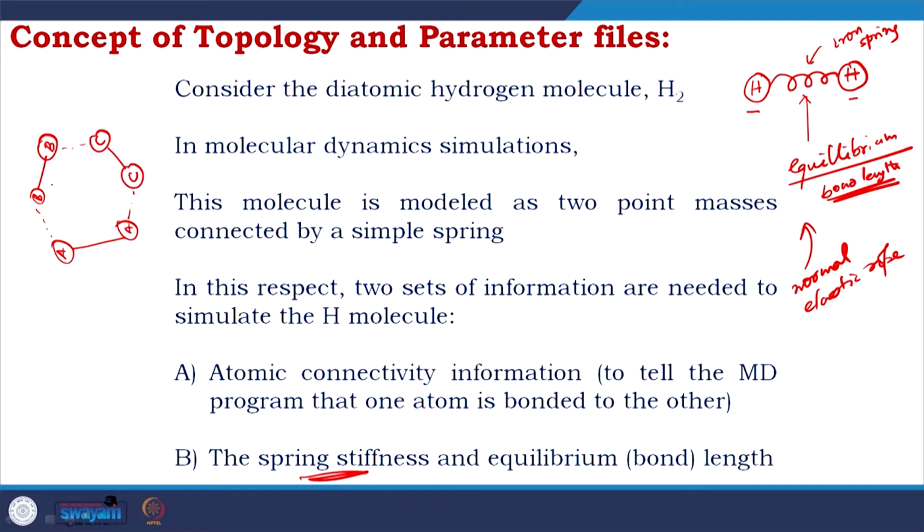So, there are some bonding information and some non-bonding information. We have to tell the program that these are connected, you cannot put them miles apart, right. So, that is what atomic connectivity is, and the second is the spring stiffness and equilibrium.